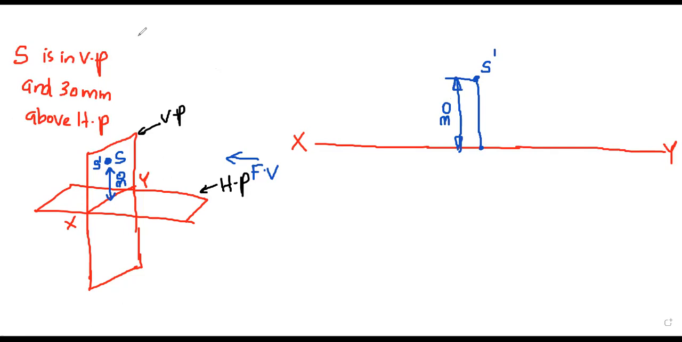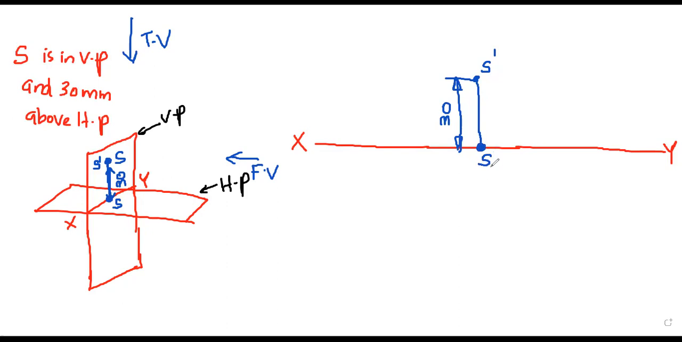Okay. And the top view. So this is the top view direction, and the image of S will be on the reference line. So this S is the top view and the top view will be on the XY line. Why? Because the point S is in VP. If the point is in VP, its top view will be on the reference line. So you have to mark S here.